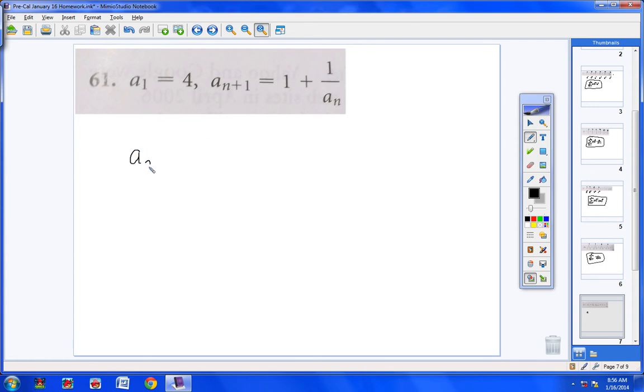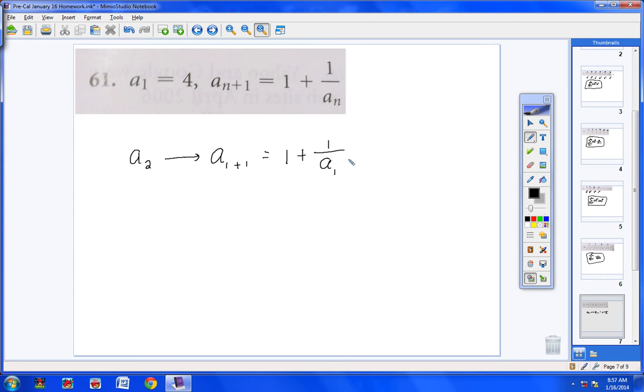So I'm looking for the second term. So I'm going to use my formula, which is right over here. So I have a subscript n plus 1. Now I want this right here to be a 2 because I'm looking for the second term. So 1 plus 1 is 2. So I'm going to put a subscript 1 plus 1 equals 1 plus. Now look, please, see this n right here? What did you put for n? You put a 1 right there. So that means I'm going to put a 1 right here for n also. So 1 over a subscript 1.